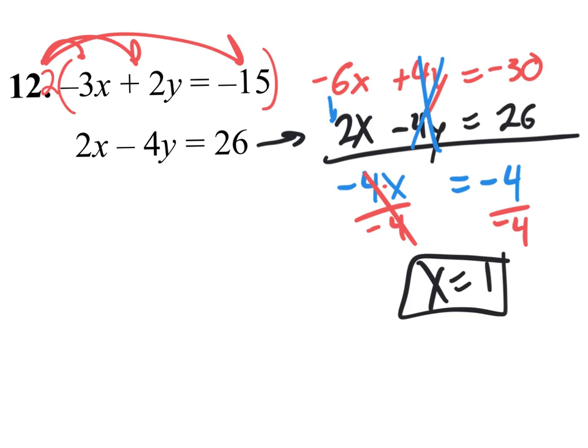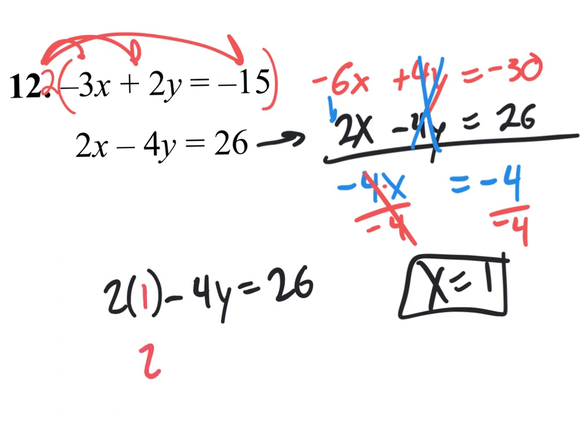You have one answer, you need the other. All you do is plug it in. You could either plug it into the top one or the bottom one, whichever you choose. For no reason, I'm just going to pick the bottom equation. 2x minus 4y equals 26. Oh, whoops. Instead of x, what should I do? I should put parentheses. So let's put parentheses down here and plug in that x value of 1 right in there.